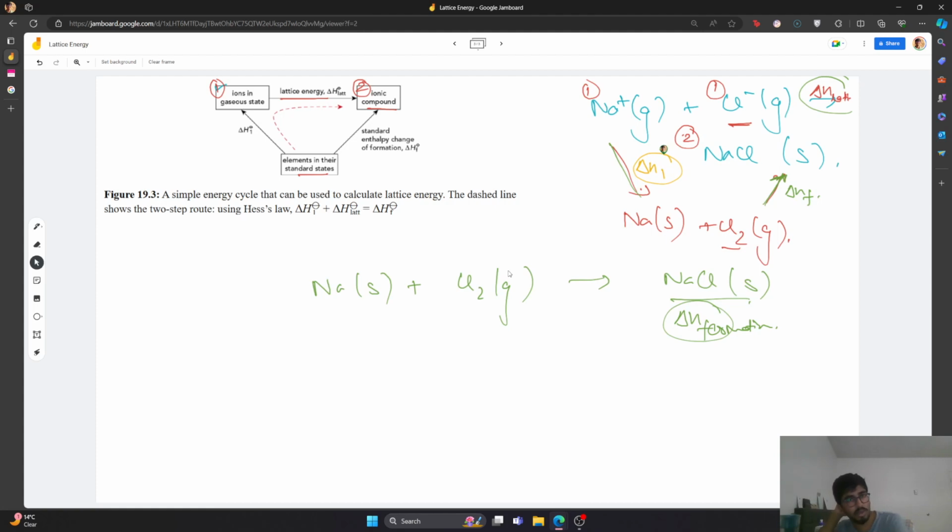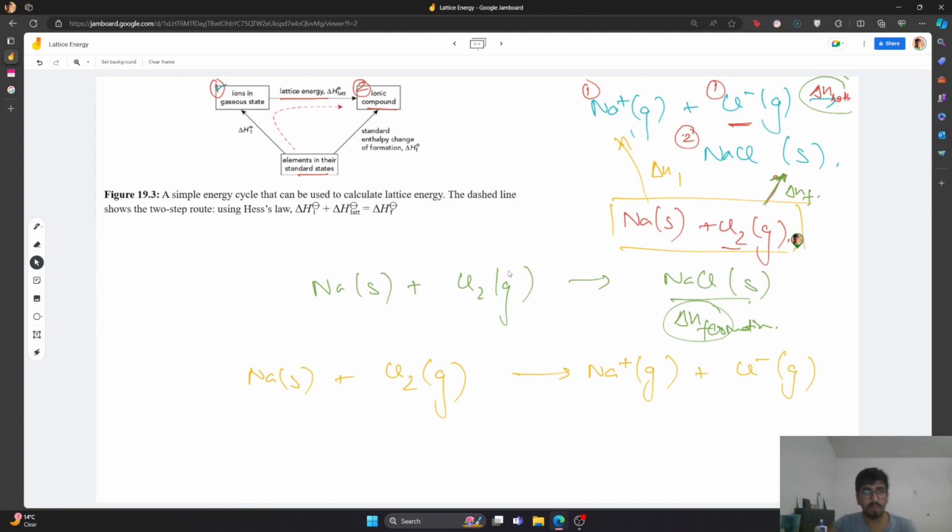In your book they call it delta H1. So let's try to understand how to go from here to here. We are trying to create Na+ gas and Cl- gas, and we start off with Na solid. I'm drawing the opposite of this arrow, upwards instead of downwards. That does not matter much, because swapping the arrow is just swapping the sign. And you start with Cl2 gas. These are the two inputs, the elements in their standard form. And what you need is gaseous ions.